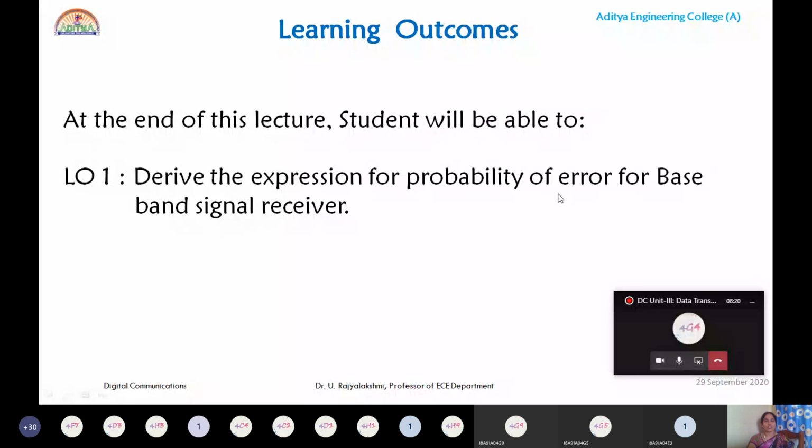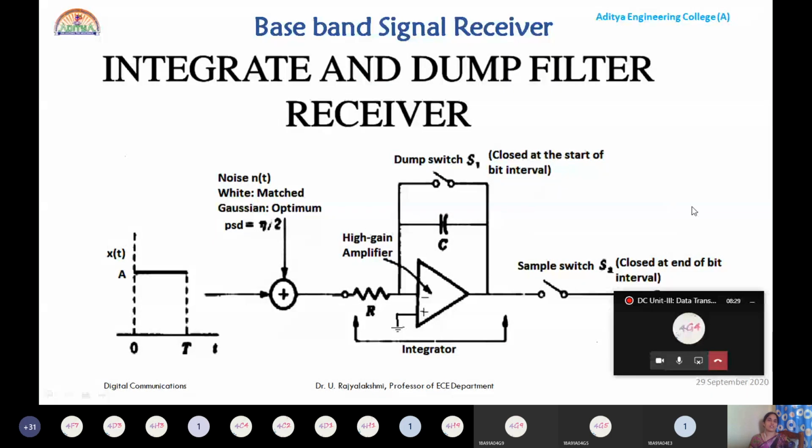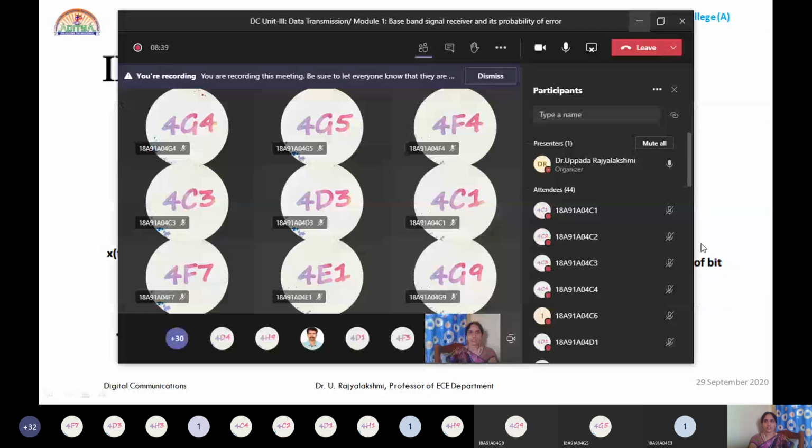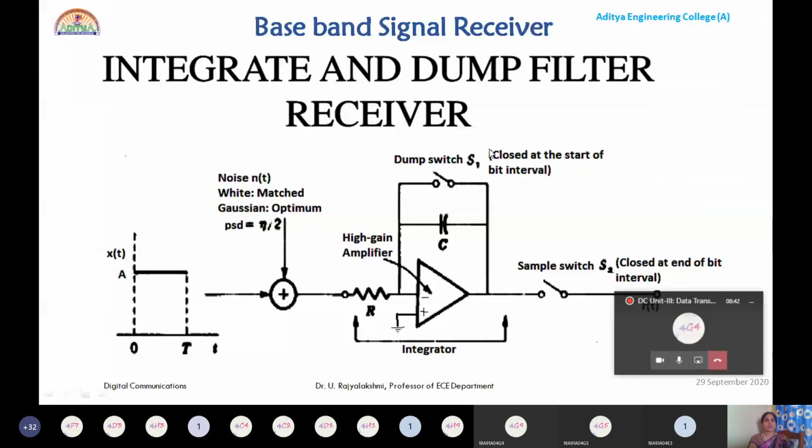So this is the outcome: you will be able to evaluate the expressions for output SNR or probability of error for the baseband signal receiver. Let us discuss the baseband signal receiver in detail. Here you can observe a circuit, the integrate and dump filter receiver. Our baseband signal receiver is also called the integrate and dump filter receiver, because every time we use a low pass filter, it will integrate and dump the data towards the destination point.